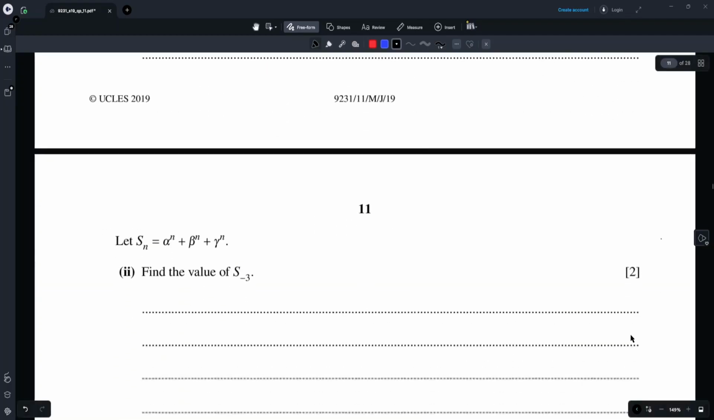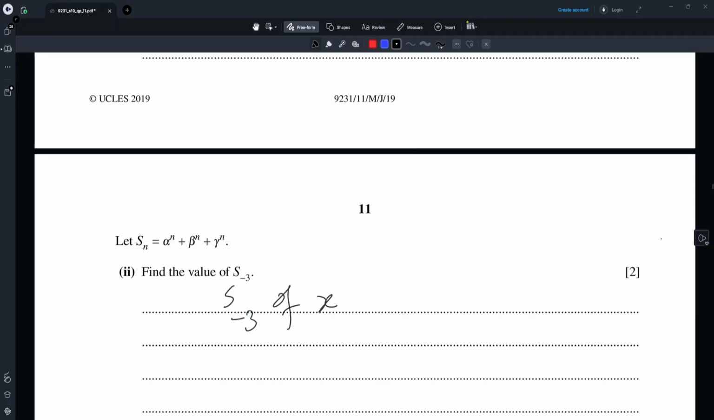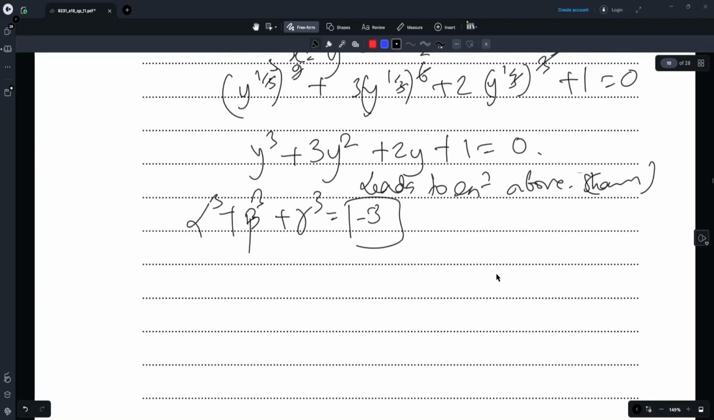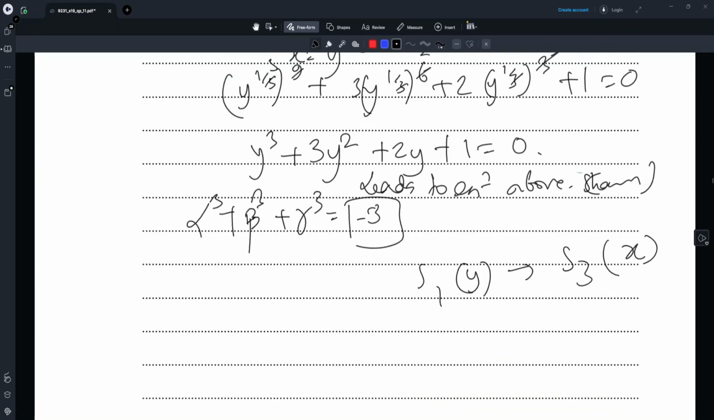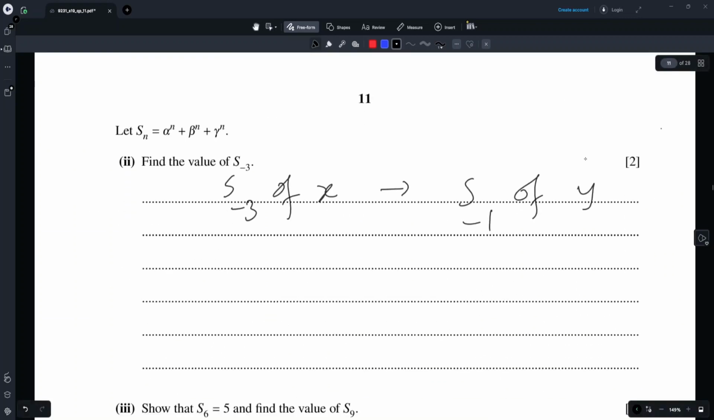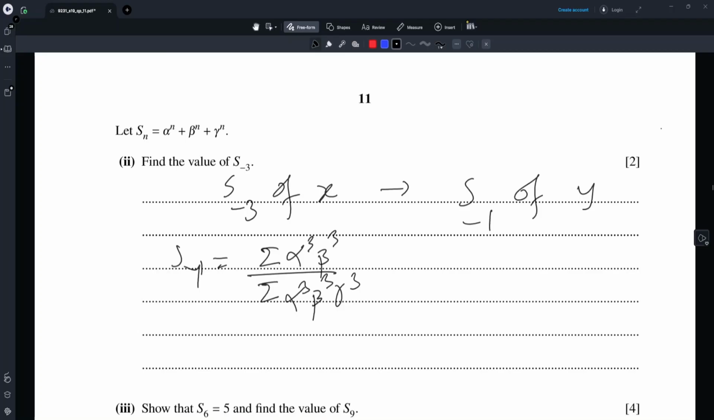Then we have this one, S of minus 3, which means I need to find out S of minus 1 of S of minus 3 of x equals to S of minus 1 of y, same thing as this one. S1 of y is the same thing as S3 of x. So in this case, if we have S3 of x equals to S1 of y, which means I need to find out S minus 1. So S minus 1 is something that we should be able to know, which happens to be summation of alpha cube beta cube divided by summation alpha cube beta cube gamma cube.